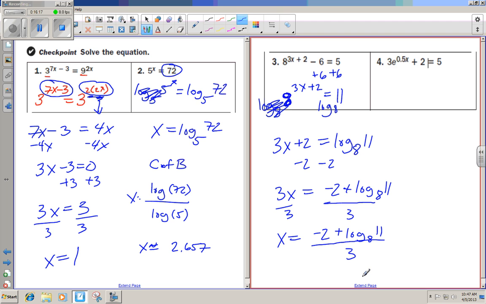And really what you're going to want to do is use the change of base formula to estimate your answer, and then use that decimal to solve the rest of this. It'll be very difficult for you to plug this into your calculator. But you should then end up with the answer being negative 0.2823.